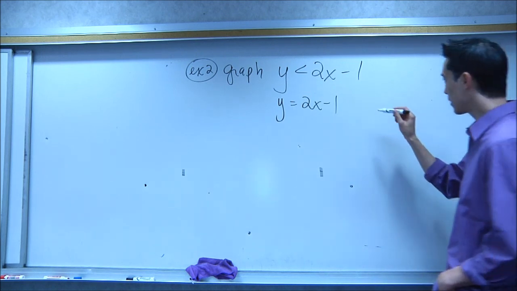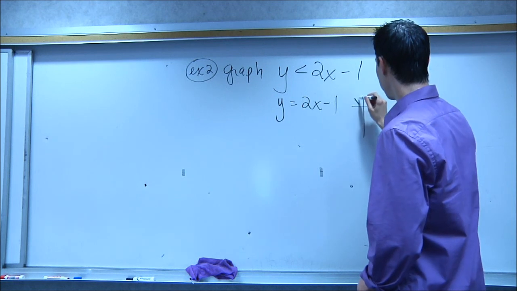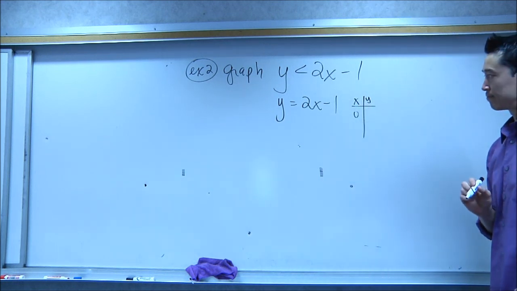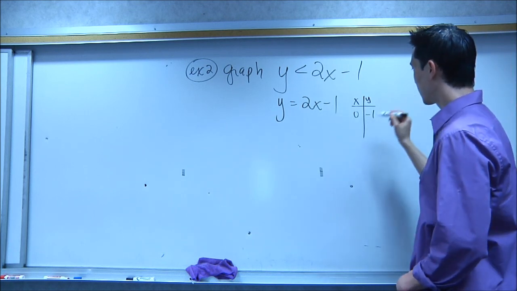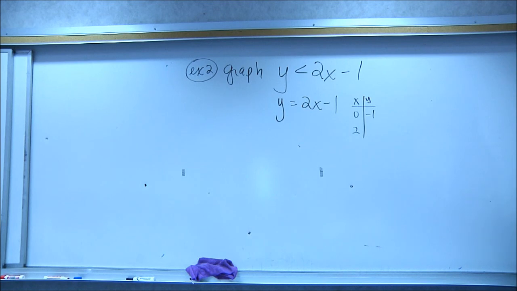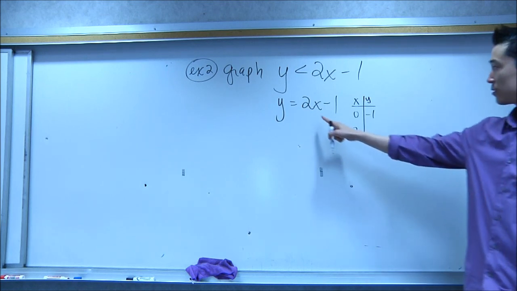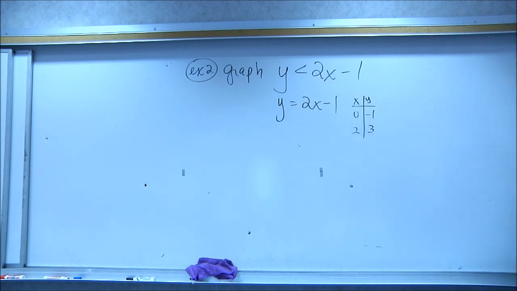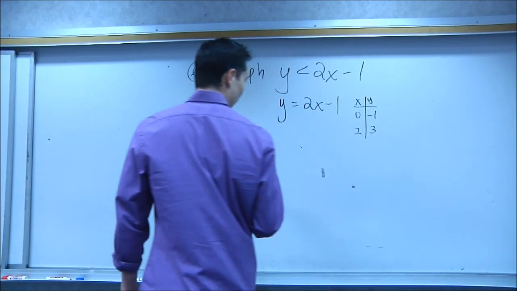Yeah, we could do a table of values, sure. You can always do a table of values. If I let x be 0, what is y? Negative 1. And let's let x be, I don't know, 2. If x is 2, what do I get for y? Two times two is four, four minus one is three, right? Table of values, you pick whatever you want and just get 2 points, basically. Great, move on to the next part. Let's graph it.